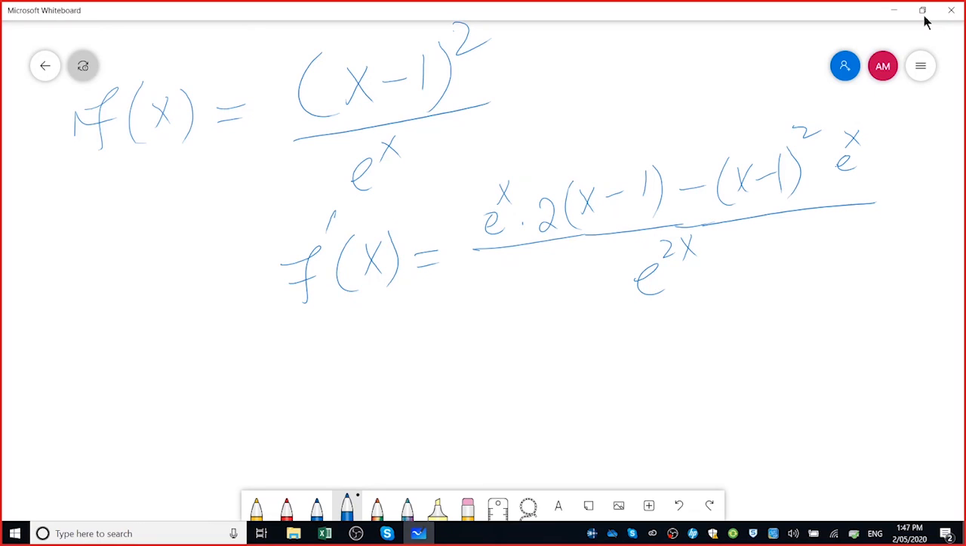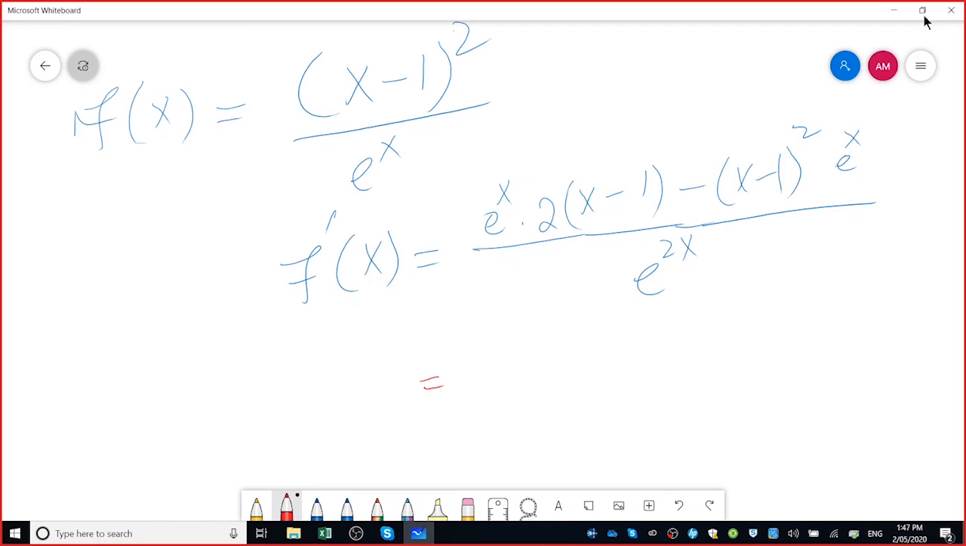If we look here, we see in the numerator there are some things which are common. Can you tell me what is common? e to the power of x, and x minus 1. Very nice. So we take that out.